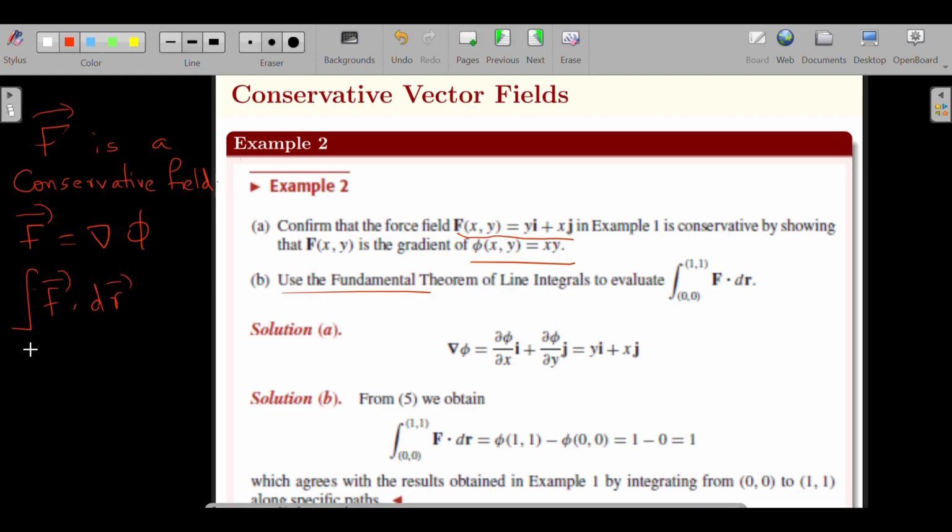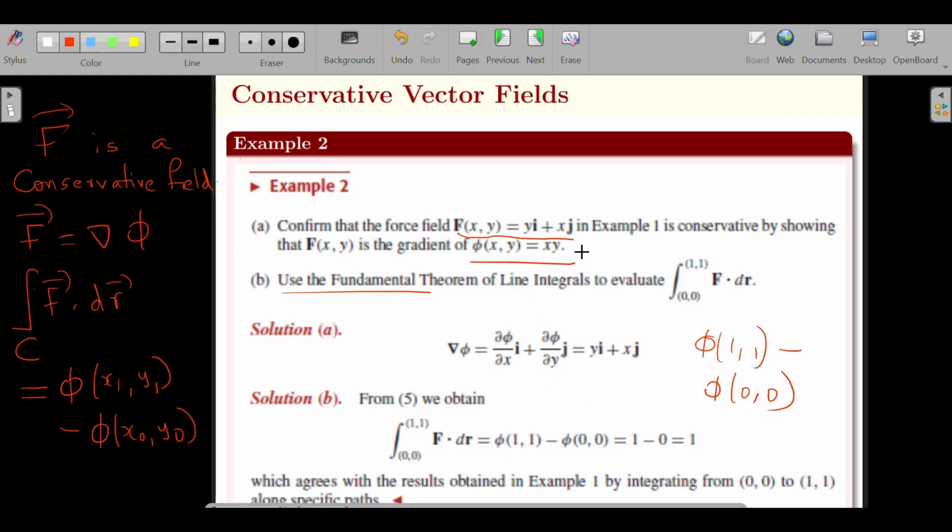say between 2 points along the curve C, between 2 points say x0 y0 and x1 y1 along any curve C, is equal to the value of the function phi at x1 y1 minus the value of phi at x0 y0. So here we are given the points 0 0 and 1 1, and the work done to move a particle from 0 0 to 1 1 is nothing but phi of 1 1 minus phi of 0 0. So phi of xy is xy, so phi of 1 1 is clearly 1 and phi of 0 0 equals 0. So 1 minus 0 equals 1, which actually agrees with our previous result.